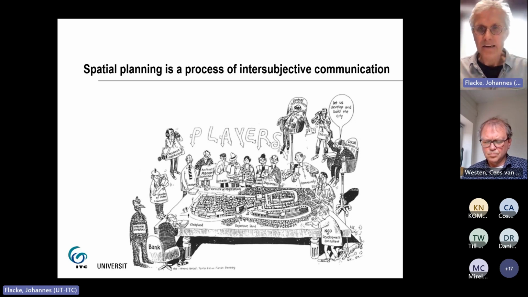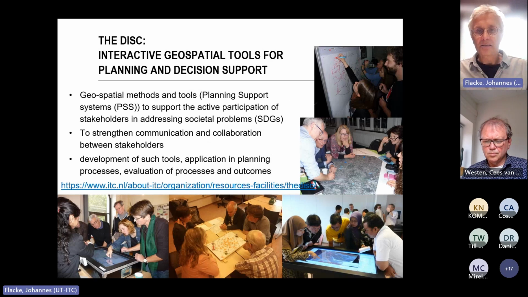And in line with this idea of how we conceptualize and frame planning is the work that I do, the research that I want to present today, and also the work that we do here in the DISC. I've written it down. So our work in the DISC is basically on interactive geospatial tools for planning and decision support. What I do in my research mainly is we develop geospatial tools and methods. And in my field, we call it planning support systems, so PSS in short. You will see that acronym later on.